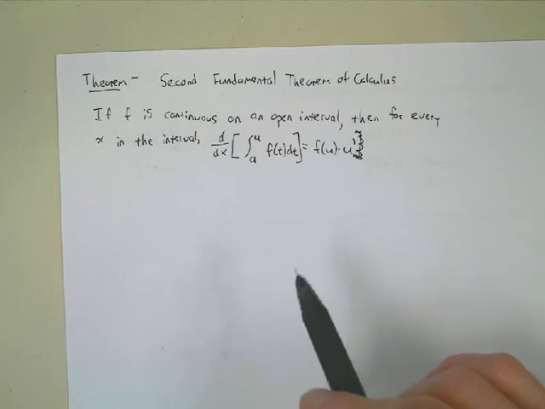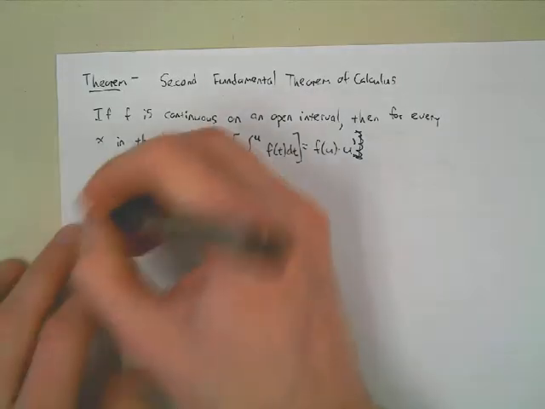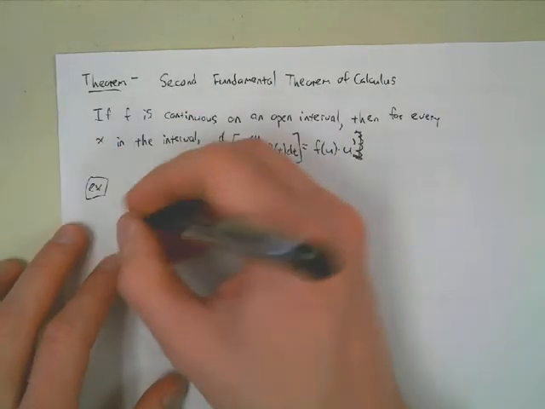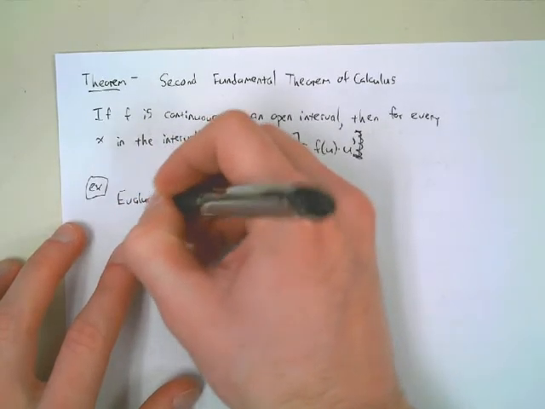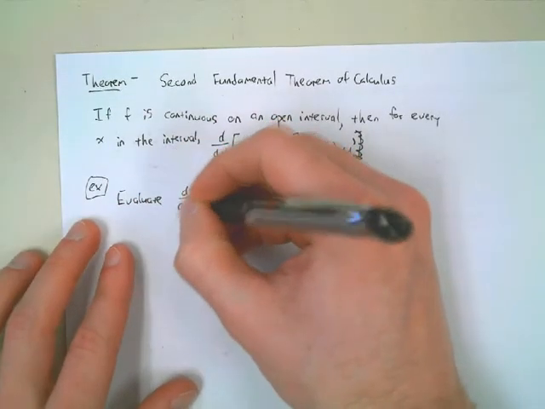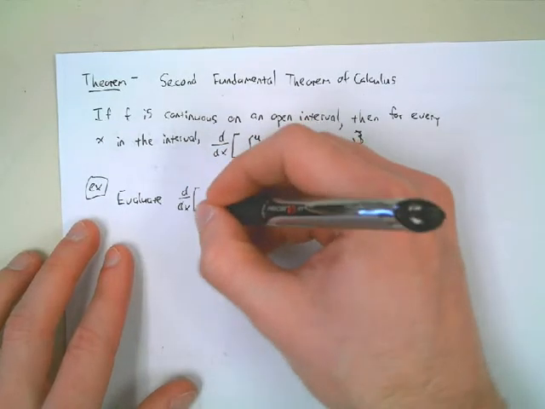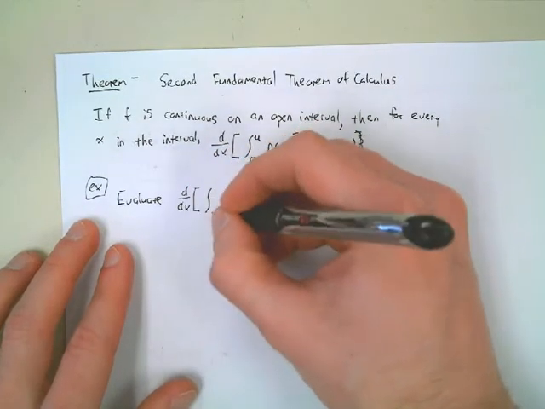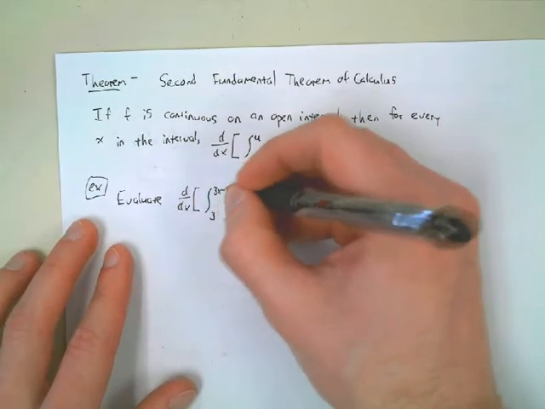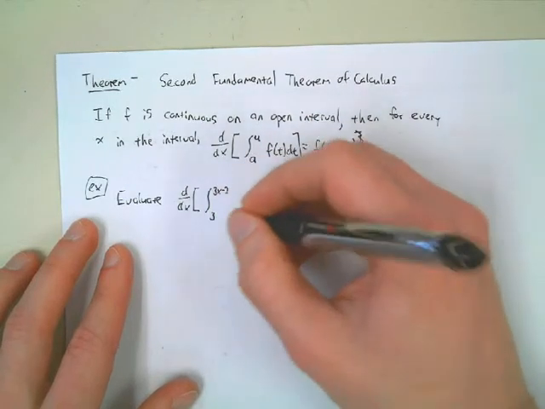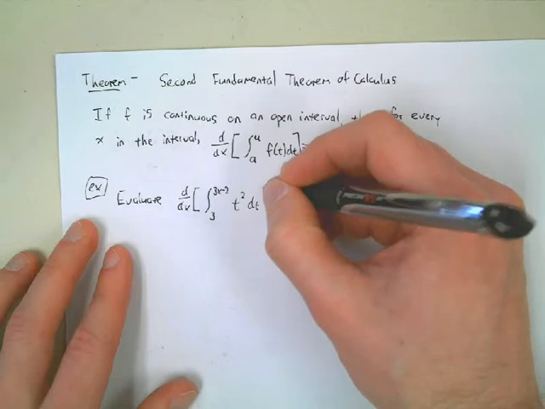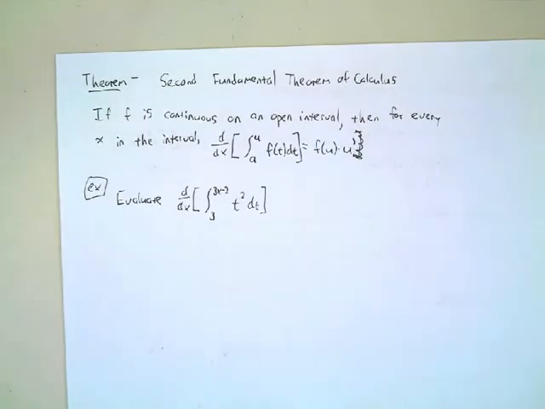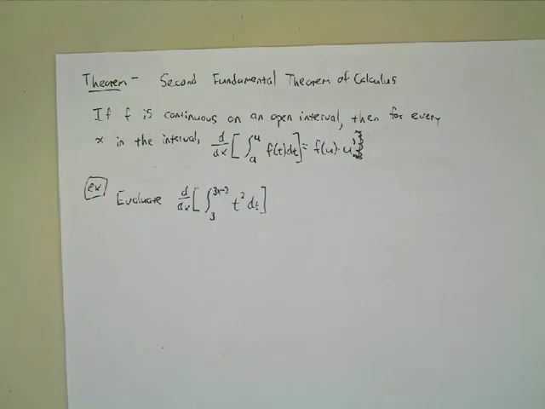All right, so let's try an example here real quick. Again, on the AP test, you might just see a problem like this. Evaluate the derivative with respect to x of the integral from 3 to 3x minus 2 of t squared dt. You might just see a problem like this. Naked problem. No context or anything like that, just do it, right?